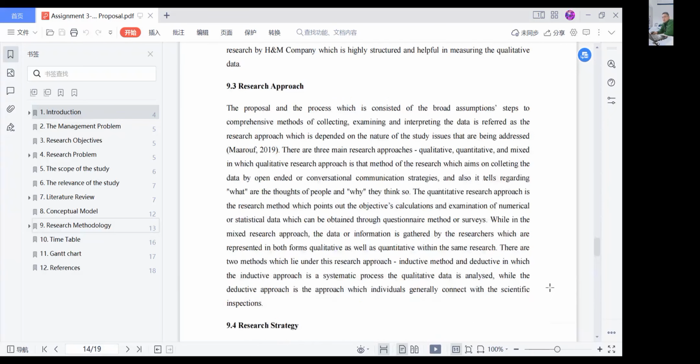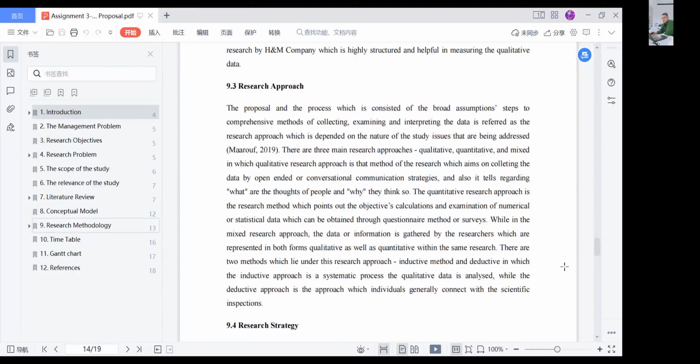Next is the research approach. The proposal and the process, which consists of the broad assumption steps of comprehensive methods of collecting, examining, and interpreting the data, is referred to as the research approach, which depends on the nature of the study issues that are being addressed. And also it tells what the thoughts of the people are and why they think so.